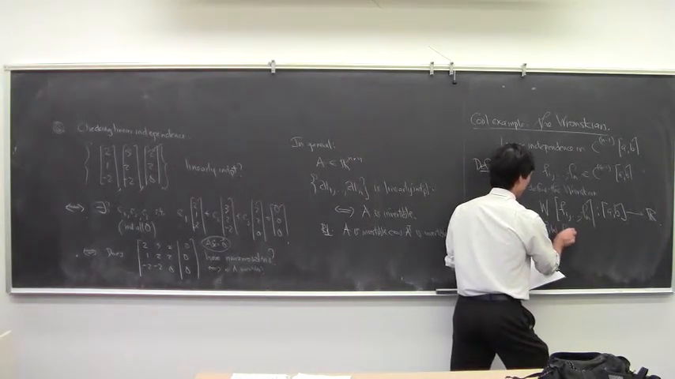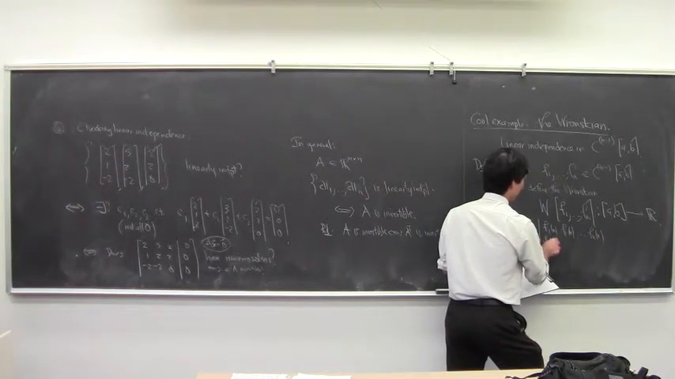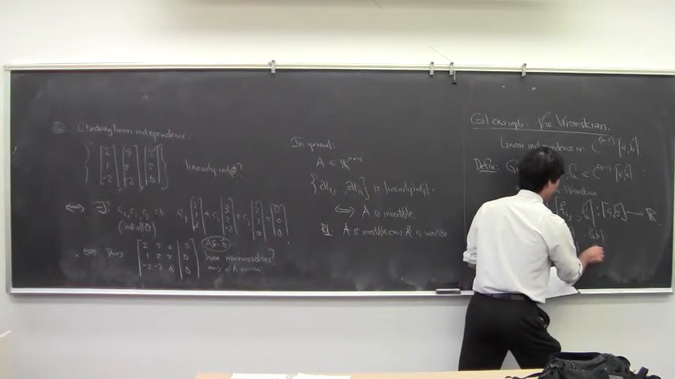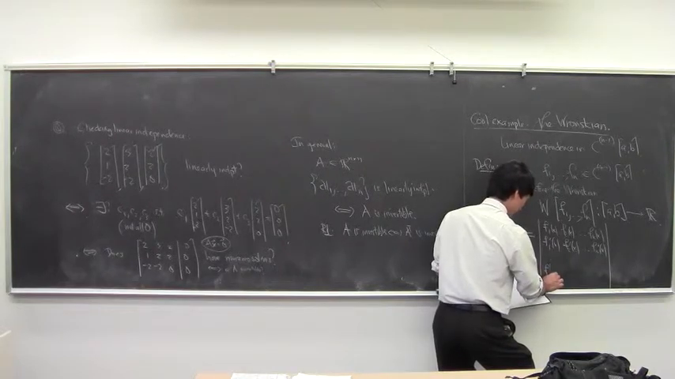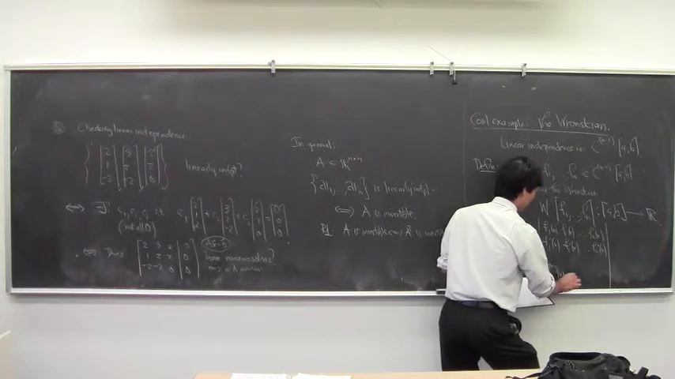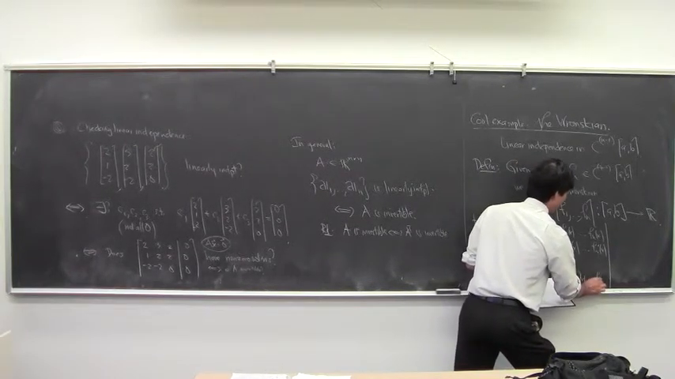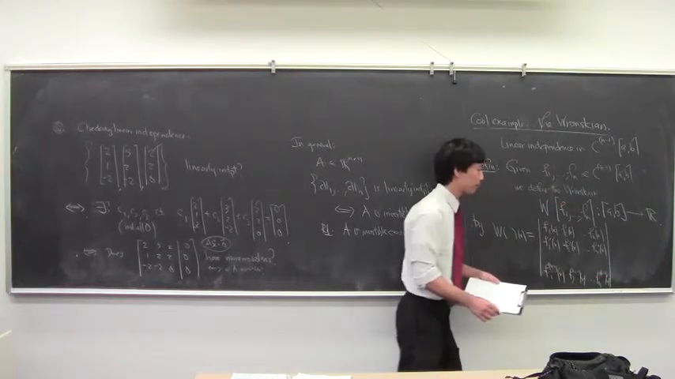f1(x), f2(x), ..., fn(x); f1'(x), f2'(x), ..., fn'(x); down to the n minus 1th derivative: f1^(n-1), f2^(n-1), ..., fn^(n-1)(x).